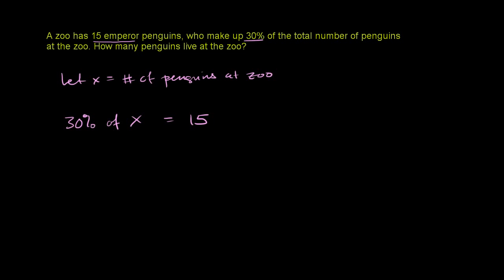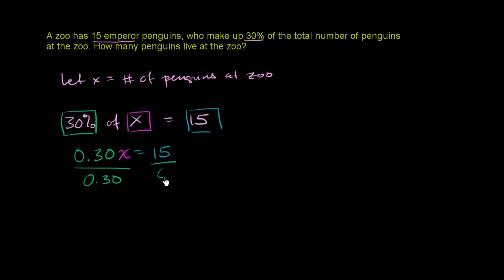Or another way of saying this is, instead of writing 30%, we could write that as a decimal, 0.30 of x. So 0.30 times x is equal to 15. And now to solve this, we have to divide both sides by 0.30. So let's do that. We get x is equal to 15 divided by 0.30.